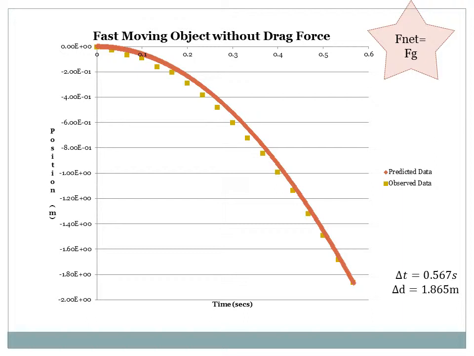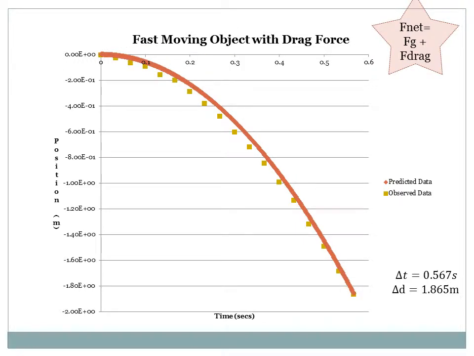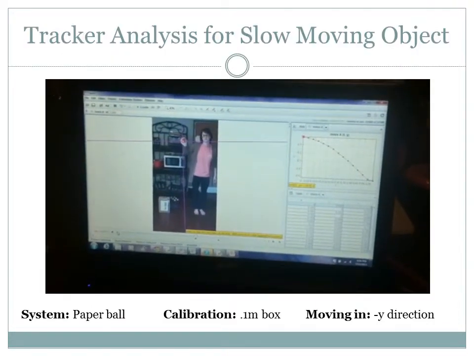Here are my results for my fast-moving object without drag force accounted for. As you can see from the red line, or my predicted data, this fits my observed data pretty well, which shows you that drag force didn't have much of an effect on my object. Here are my results for my fast-moving object with drag force accounted for. My B constant here was about 0.002, which shows you that it really didn't have a substantial effect on it. On the subject of my B value, I chose this based on what would best fit my predicted data to the observed data. My next observation of analysis is a paper ball.